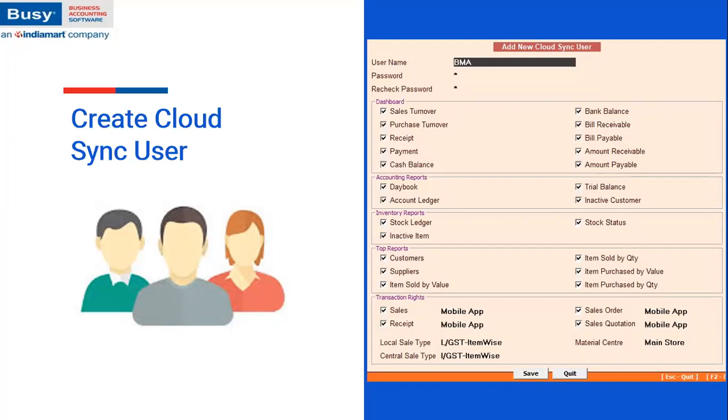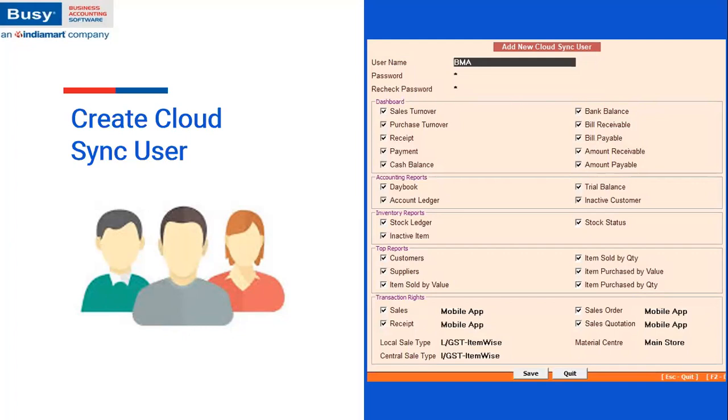Sale turnover, purchase turnover, receipt payment, cash balance, bank balance, bill receivable, bill payable. So what reports are required for that particular user? You can enable them. Also, we have the accounting reports, inventory reports, and top reports. The top report can help you analyze the top value reports. It might be customers, suppliers, items sold by value, items sold by quantity, etc.